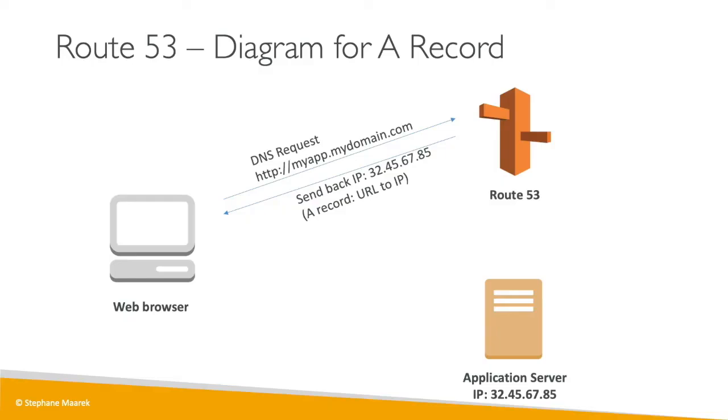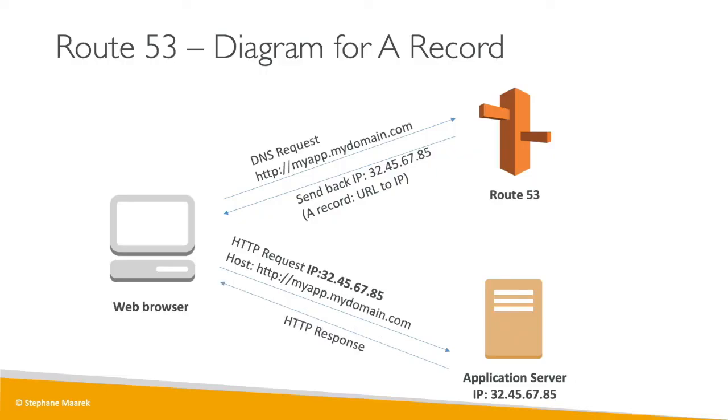32.45.67.85. Okay, so now my web browser has done the DNS request and has gotten back an IP from it. So now it knows to make an HTTP request directly to the IP, and it will reach the application server. And it'll say, by the way, the hostname I've asked for is myapp.mydomain.com. And then the application server will just reply with an HTTP response. So this is how DNS works. Obviously, it's way more complicated, but that's a simplified version. The first thing that happens is a DNS request, and then there is an HTTP request.